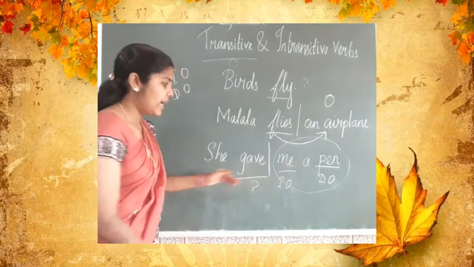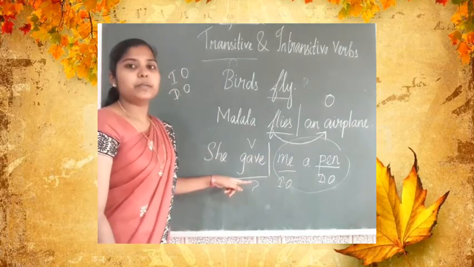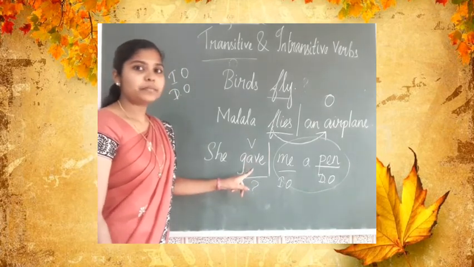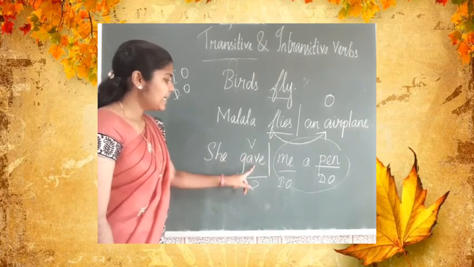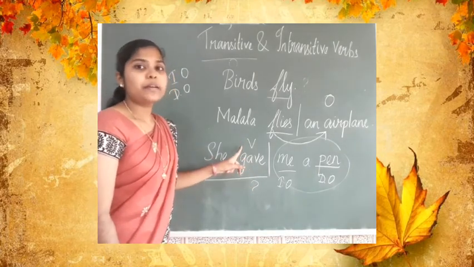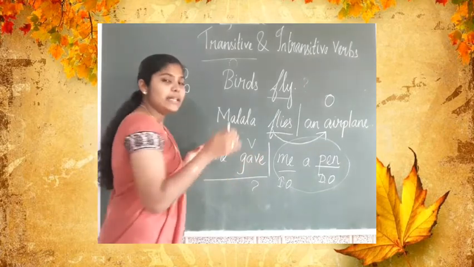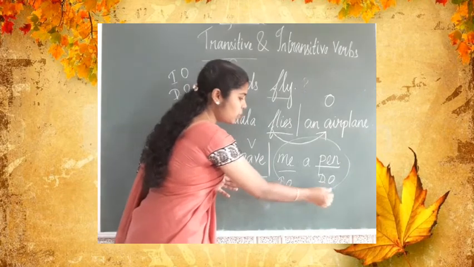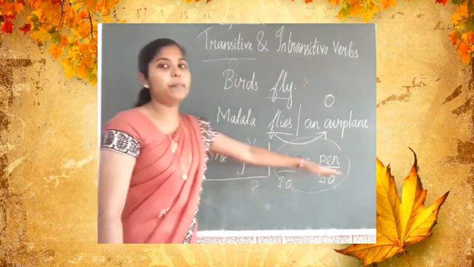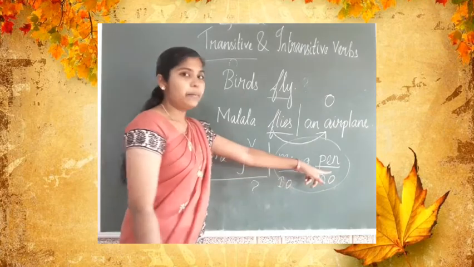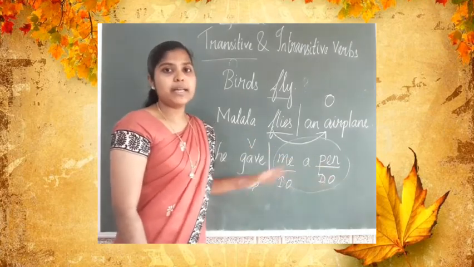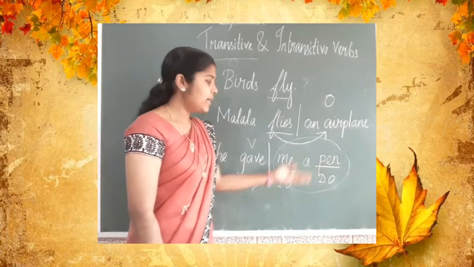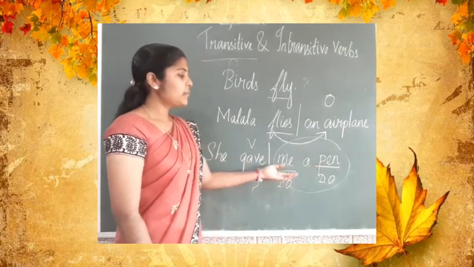Okay. So she gave. Here gave is the verb in the past form. Right. She gave. Give. Gave. So she gave. Gave is the verb and this verb needs an object. And this object is divided into two. Or we can say she gave a pen. That is also a right answer. She gave what? A pen.